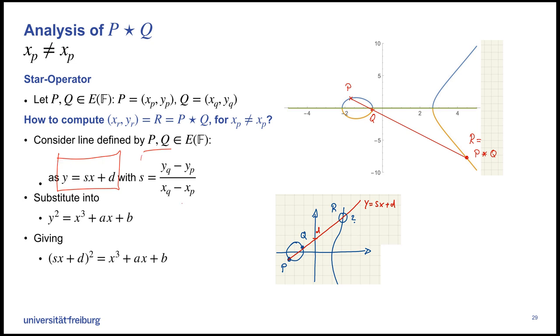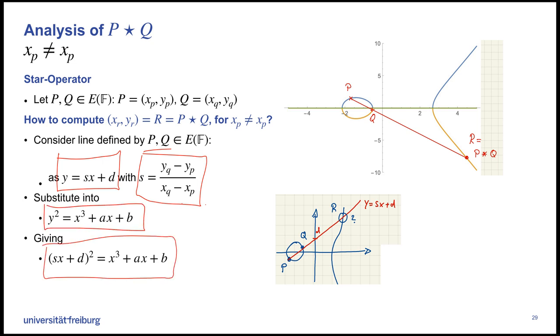And s, which is something we need to know, is the slope. So it's the difference of y divided by the difference of x. Quite easy. d can also be calculated, but we don't need it, so we don't do it. That's a good thing. So we substitute this into this formula, and this is our formula, and we want to solve it, and we get this thing here.